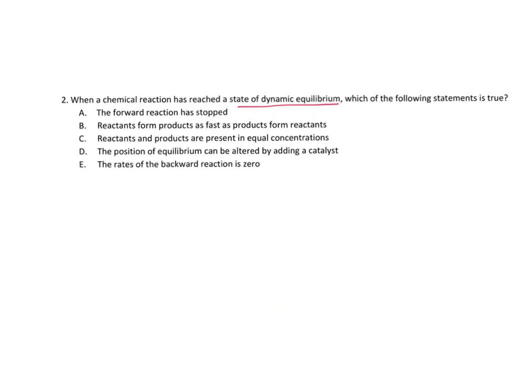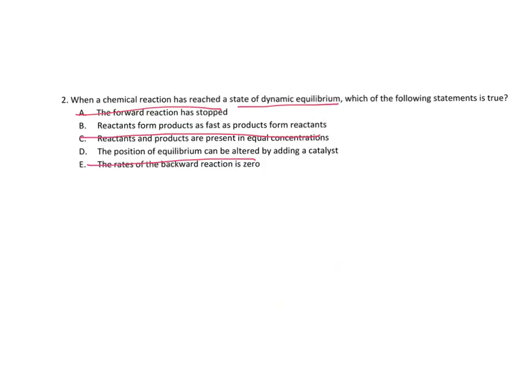So we can definitely get rid of A and E. The reaction is stopped and the rates of the backward reaction is zero, because, as we just said, the reaction is still going. And we can also get rid of C, because the reactants and products don't necessarily have to be at equal concentrations, just at a ratio that's constant. So the ratio of reactants to products does not change while it's at dynamic equilibrium. It doesn't necessarily mean that they are at equal concentrations.